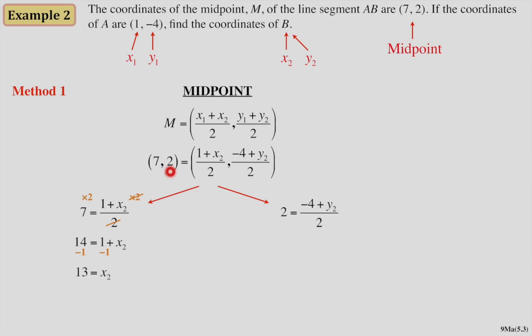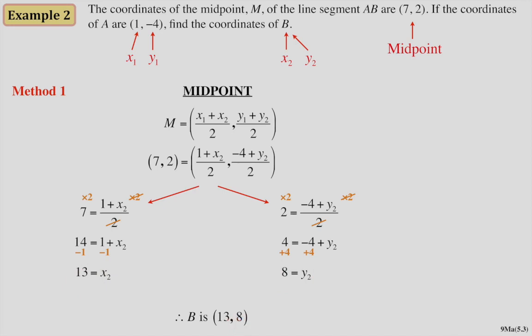Now, as I said, after the comma there's a 2, after the comma there's a negative 4 plus y2 over 2, so they must be equal. Well, let's get y2 by itself by timesing both sides by 2. So you get 2 times 2 here, which is 4, equals negative 4 plus y2. Now you're going to plus 4 to both sides, and that'll give you y2 equals 8, which means point B is the point 13, because that's the x value of point B, comma 8, because that's the y value of point B. And there's our solution.